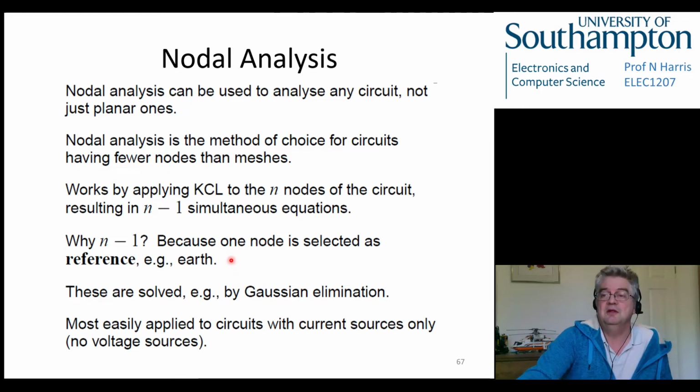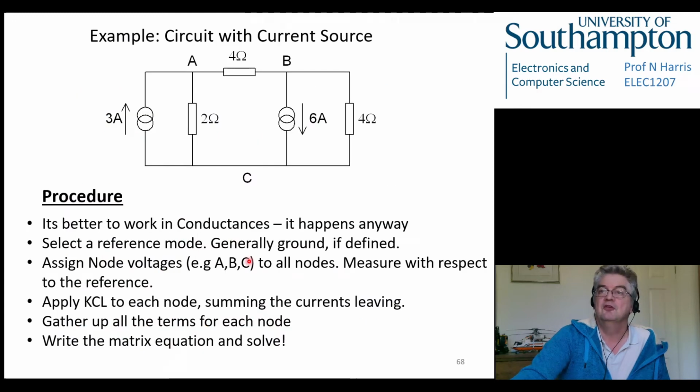And then you get your n-1 simultaneous equations, and you solve them by a method of your choice, potentially Gaussian elimination, or if you've got MATLAB, something like that. But it's most easily applied to circuits with current sources only, no voltage sources. Again, you should understand that we can swap one for the other using Norton and Thevenin theorems. So it's always easier with an example.